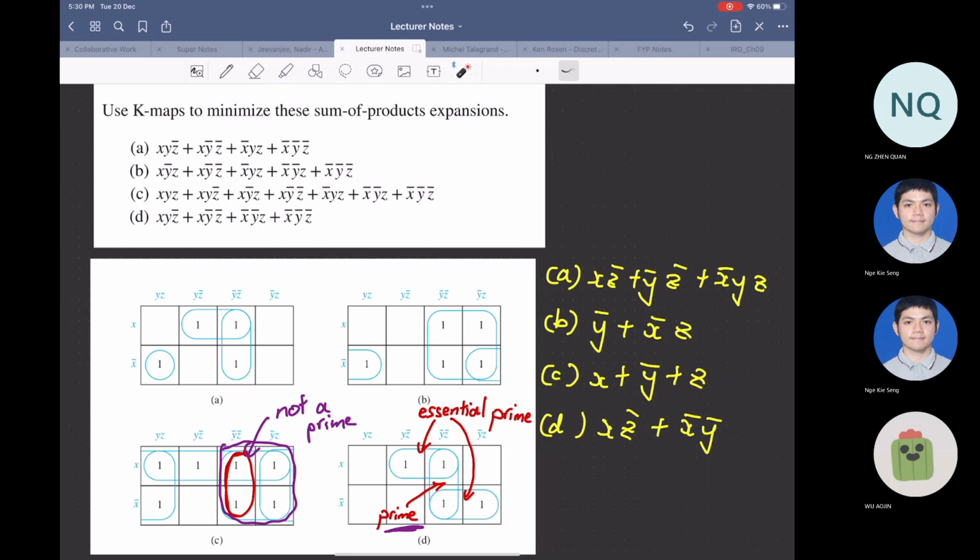So what's the difference between prime and essential prime? Essential prime means you contain a 1 that is not covered by another block. Can you see it? So why are these essential primes? They have a 1 that's not covered by another block. This prime implicant here is not essential because both 1s here are covered by different blocks.